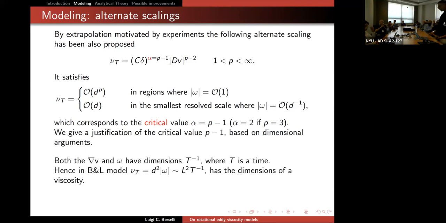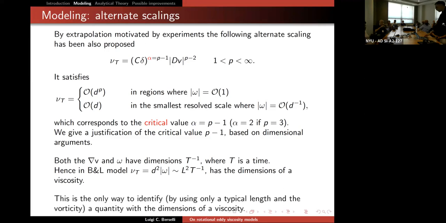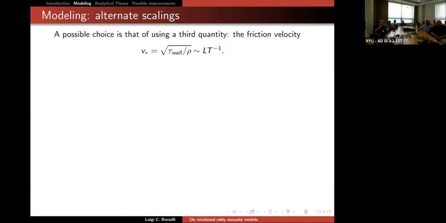And so from the point of view of the dimensions, the Baldwin and Lomax model, you have d squared omega, and so this has the correct dimensions for the viscosity. So you cannot do this by changing the exponents. This is the only way that you can construct a viscosity by using length and vorticity. So if you want to have a model with p, and p is different from 3, you must have another quantity. And from the dimensional point of view, the third choice is that you use what is called the friction velocity. So it is the square root of the stress at the wall divided eventually by the density. So this is something which has really the dimensions of a velocity.